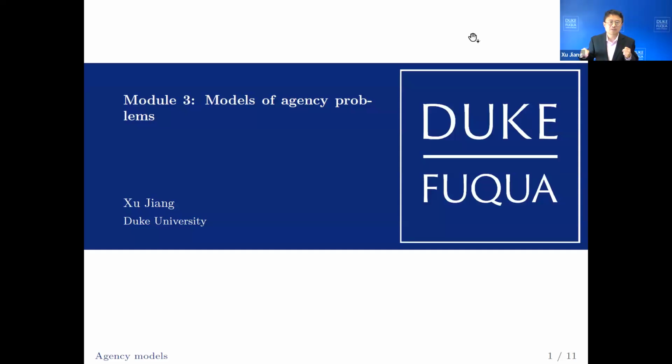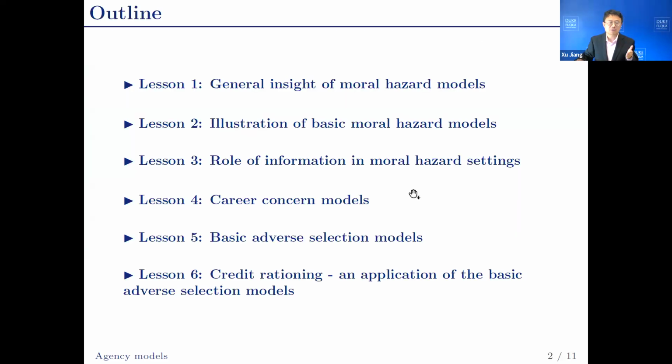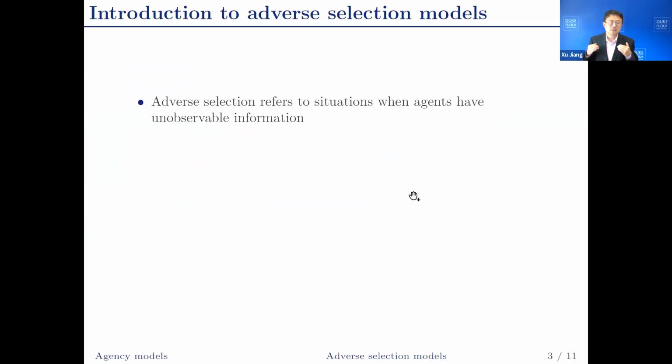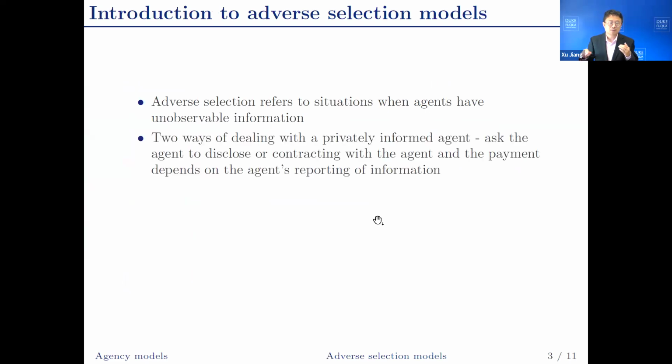Hello, everybody. In Module 3, I discussed models of agency problems. Module 3 has 6 lessons. Today, we focus on Lesson 5, adverse selection models. What does adverse selection mean? It refers to a friction in the economy when some people have private, unobservable information.